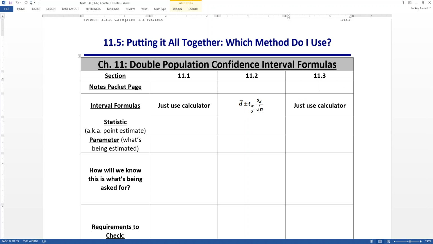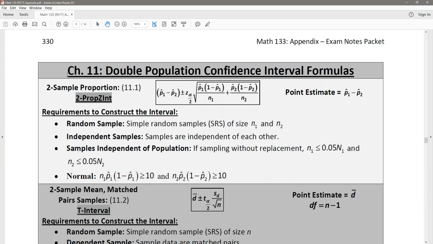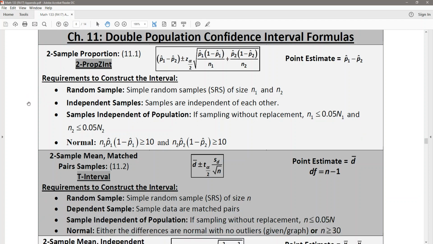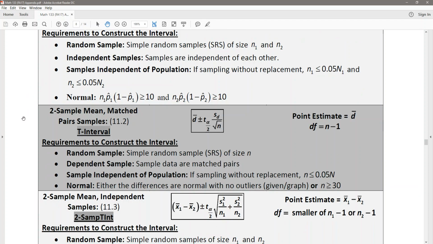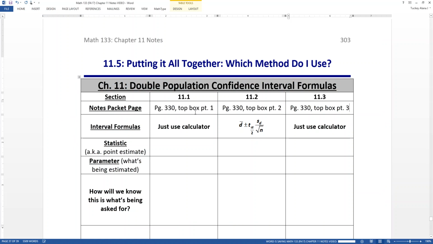So let me grab the pages on the notes packet. In the current semester that I'm making this video, it's on page 330. Keep in mind if you're watching this in a later year, it might change. But right now it's on page 330. The double proportion one's at the top. The middle one is the matched pairs mean, and the bottom one is the independent mean. I think the easiest way to write that is the top box, part 1, part 2, and part 3. Part 1 being the top of that top box, part 2 being the middle, and part 3 being the bottom.